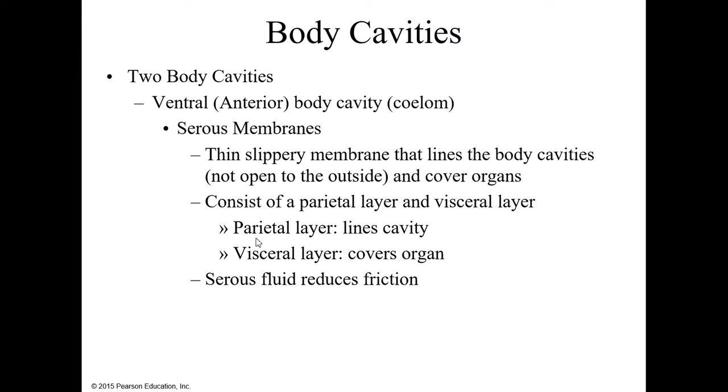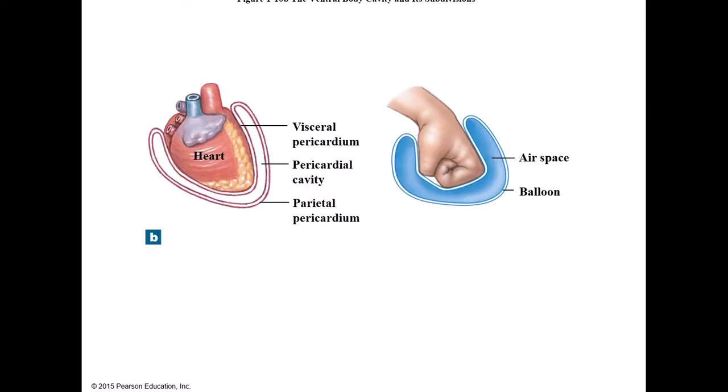Now, when the lining lines the cavity wall, we call it the parietal layer. If you remember from part 1 of this lab, parietal always means a wall, a cavity wall. The same lining, the same serous membrane that covers the organ is known as the visceral layer. So whenever you hear parietal, just think of the cavity wall. Whenever you hear visceral, think of the organ that's in that cavity.